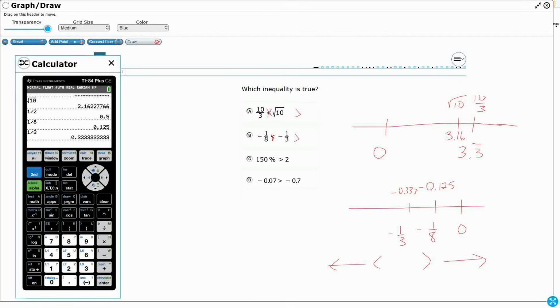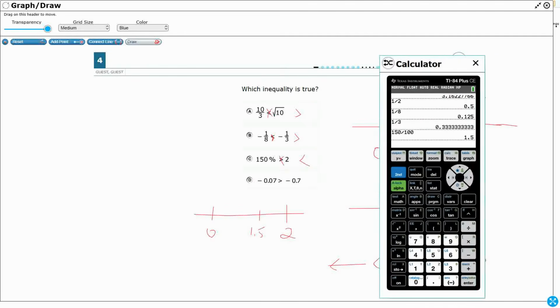So 150% is greater than 2. I'm going to just put 2 right here. 150% is, remember, always per 100. You can always divide by 100. You're going to get 1.5. Is 1.5 greater than 2? No, it's less than 2.